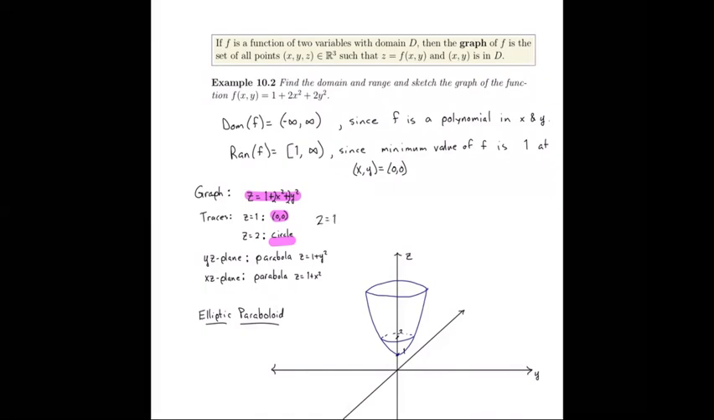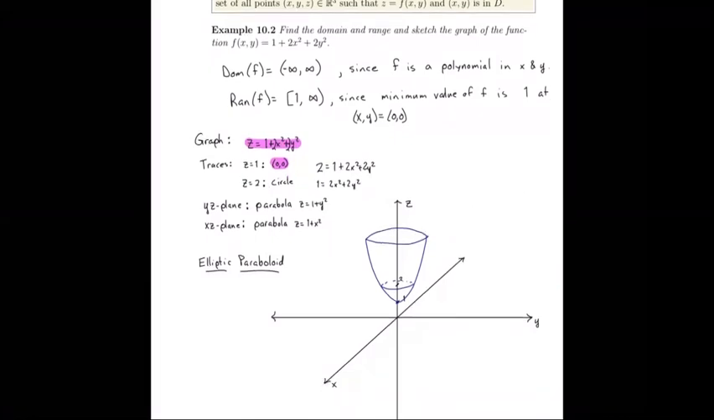2 is equal to 1 plus 2x squared plus 2y squared, and we'll see that bringing the 1 over, we have 1 is equal to 2x squared plus 2y squared. Dividing by 2, we'd have 1/2 equals x squared plus y squared. That's a circle with radius square root of 1 over 2. Okay, so anyway, horizontal traces, in other words, traces parallel to the xy plane, are circles. So that takes care of horizontal traces, circles there.